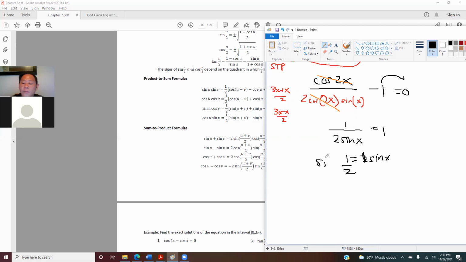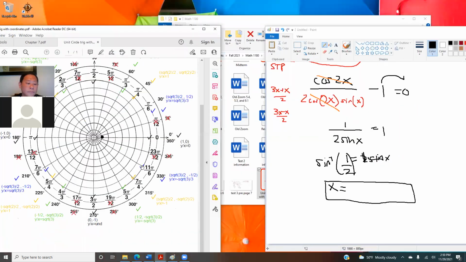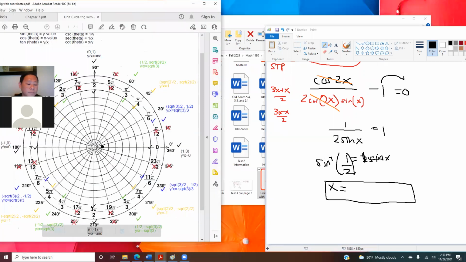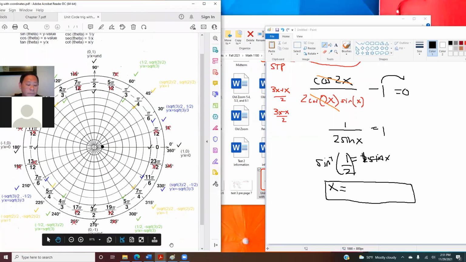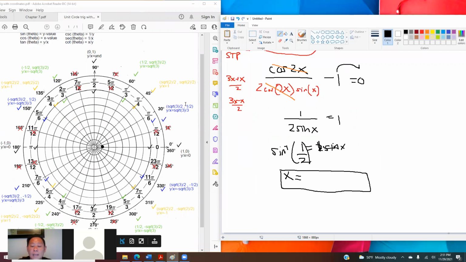And then I do the arcsine. So can someone tell me what is the arcsine of 1/2 using your unit circle? Anyone? Pi over 6, and what? 5 pi over 6. Sine in this case is your y, right? So it's pi over 6 and 5 pi over 6. So these are the two answers in this case.